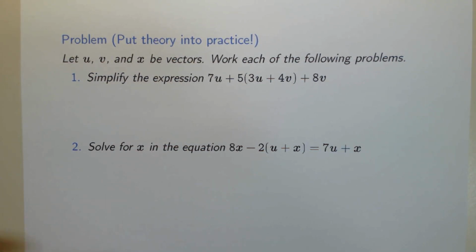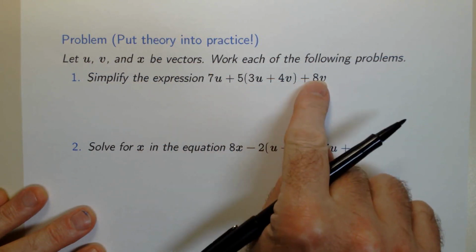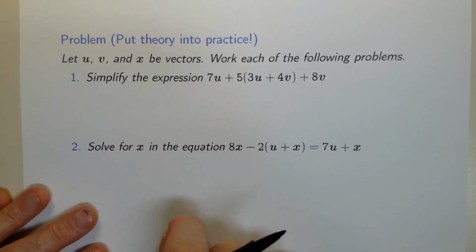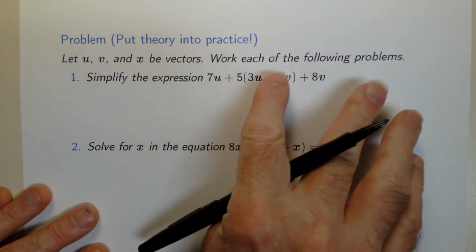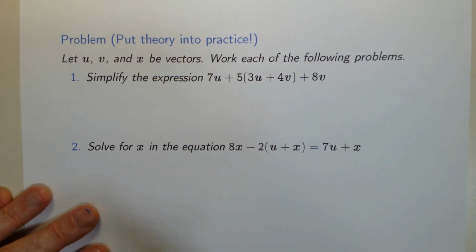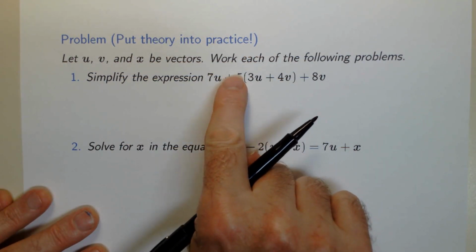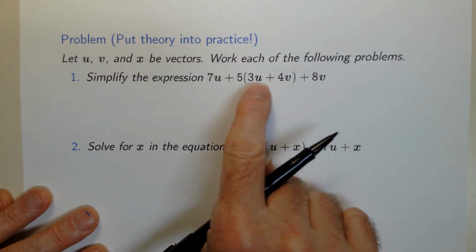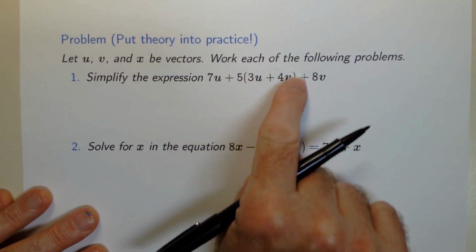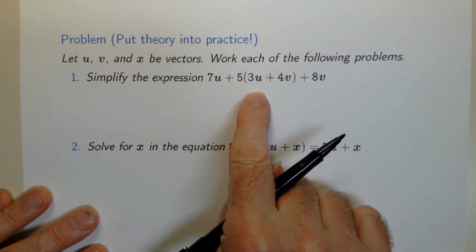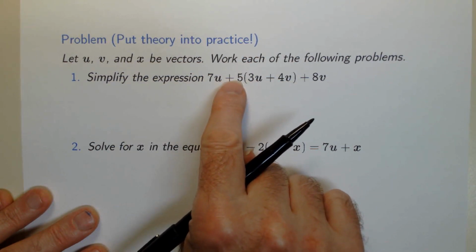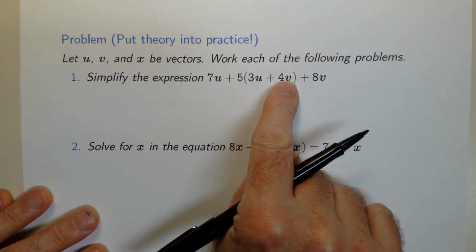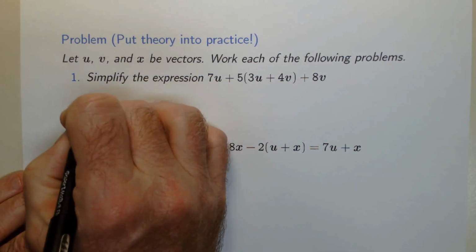When I see something like this, I'm primarily seeing the sum of 3 vectors, and we know from the associative law that we don't need parentheses to tell us the order in which we add these vectors together, because it doesn't matter in the end. But the first thing I want to do is take this middle expression and use the distributive law to break it into a sum of 2 vectors. In doing this, I'm going to have to distribute the 5 onto the 3u and onto the 4v. So let's take a look at that.